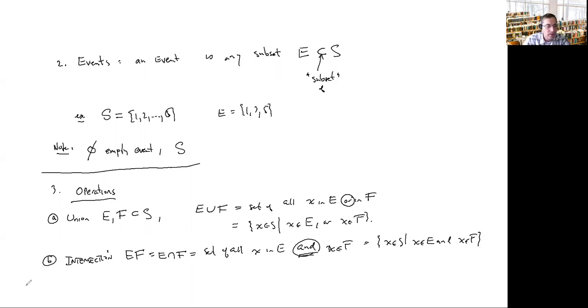For example, what about the event you roll a pair of dice? So S is the sample space of all outcomes, 1,1 up to 6,6. This is the case of rolling a pair of dice. And E will be the event roll 7 or 11 when you toss a pair of dice.